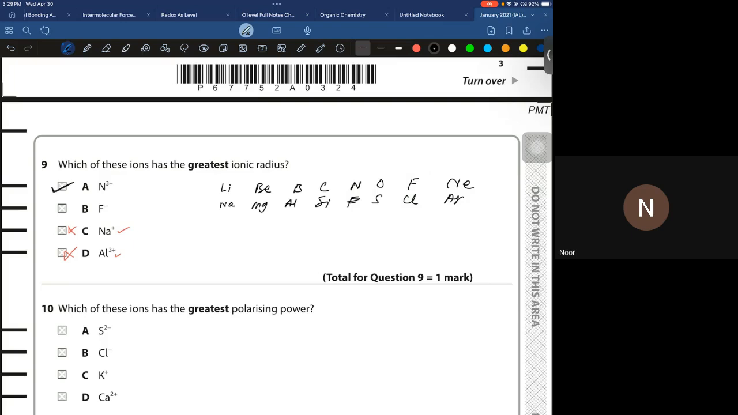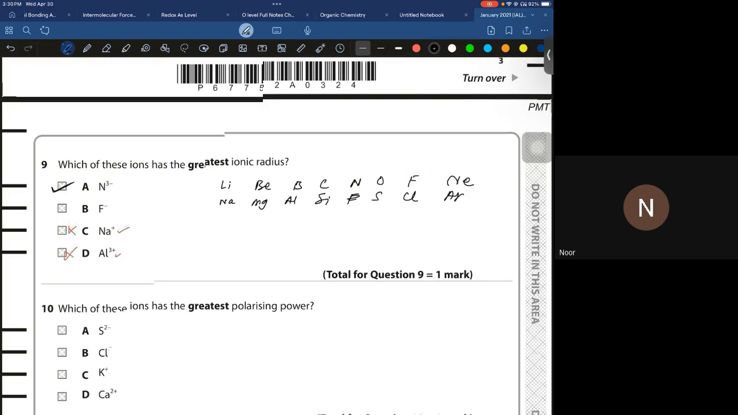Greatest ionic radius. Options C and D are completely wrong because they are cations. Cations are generally smaller compared to anions. Then we have to compare A and B, that is nitrogen and fluorine. So of course, nitrogen is going to have the higher ionic radius.